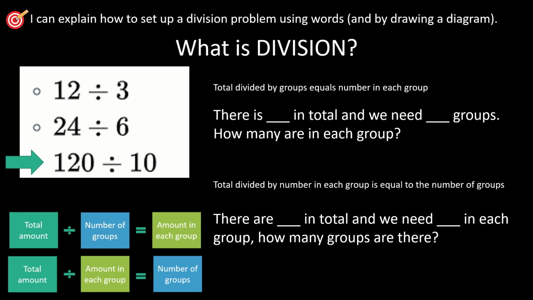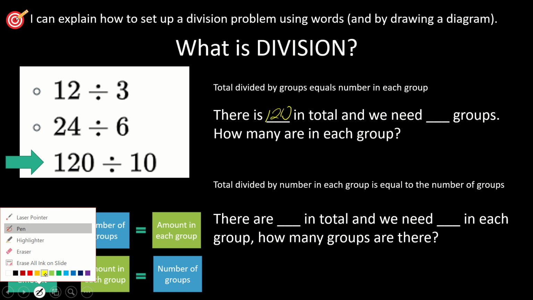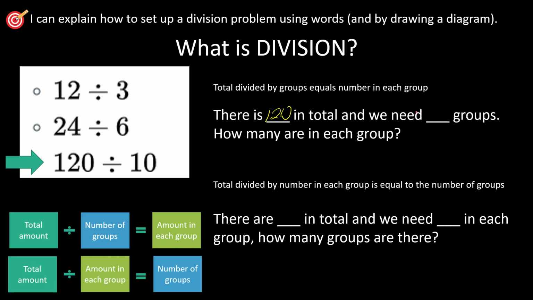All right, last one. Go ahead and pause the video again and see if you can figure this one out. So it should be 120 in total. And it would be divided by 10 groups. And then 120 in total divided by 10 people in each group. So those would be your 2 different ways of thinking about this problem. Okay. So remember, there's just 2 ways to think about it.